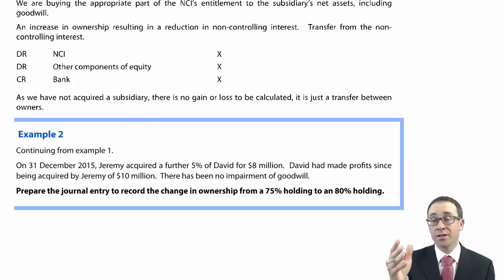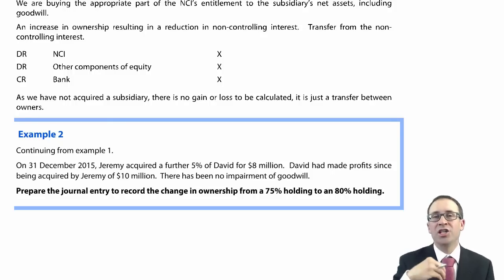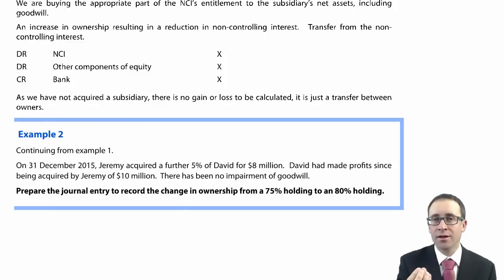But we're still consolidating. So we're still going to put in 100% of the parent's assets and 100% of the parent's liabilities and 100% of the sub's assets and 100% of the sub's liabilities. That doesn't change. The goodwill has already been calculated. Remember, the goodwill was calculated ages ago, when we went through the door and crossed the accounting boundary, didn't we? Okay. All that happens now is we actually have a true change in ownership. Okay. And by buying those additional shares, we are reducing the non-controlling interest, aren't we?